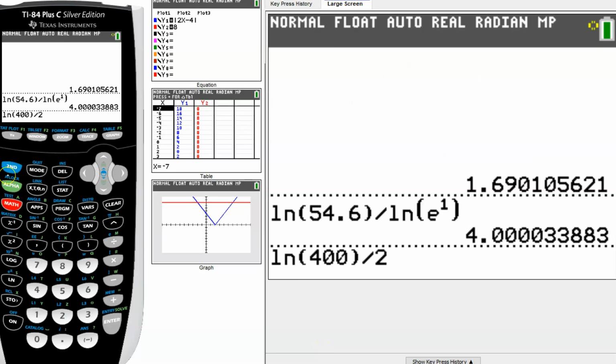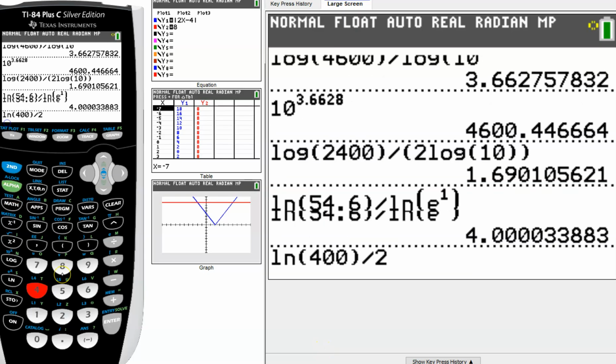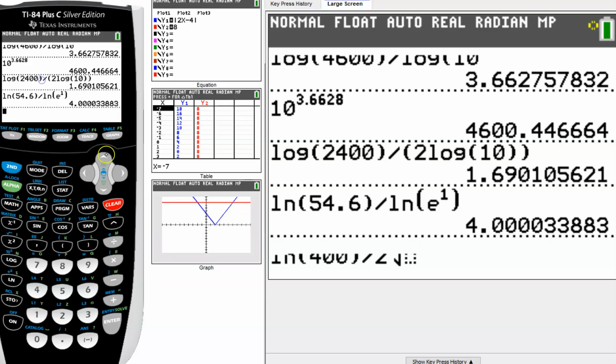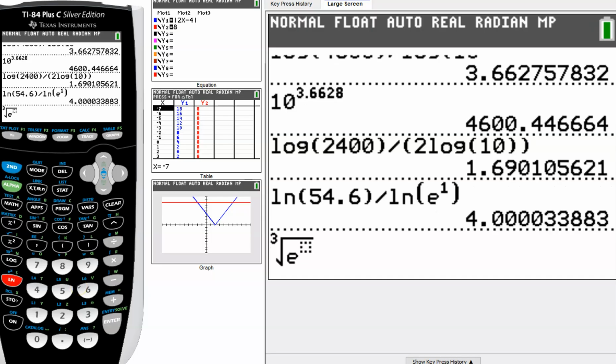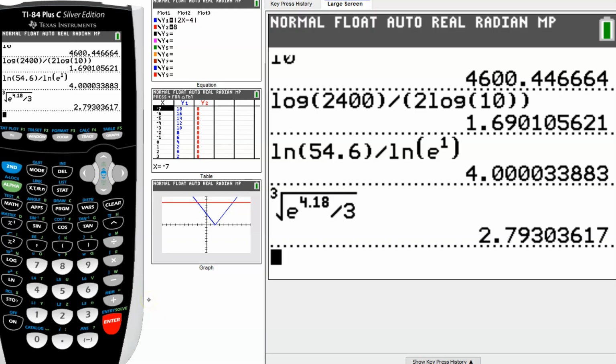So I'm going to do the cube root, number 4. And then I have e to the 4.18. And I'm going to move it over 1, and then I'm going to divide that by 3. Notice everything's under the root. And here's my final answer of that.